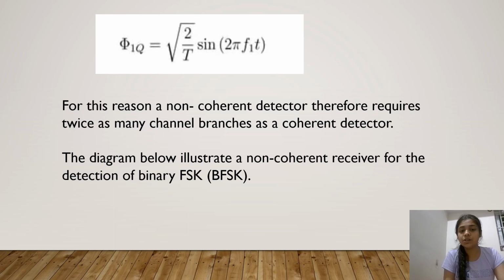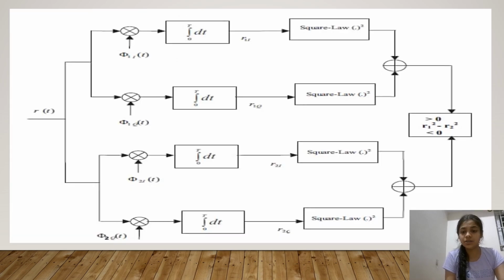The diagram below illustrates a non-coherent receiver for the detection of binary FSK, which is BFSK. Let us go through the block diagram of the non-coherent detection of FSK. Here we can see this is the upper part and this is the lower part. In the upper part, the two branches are configured to detect f1 and the lower two branches are configured to detect f2.